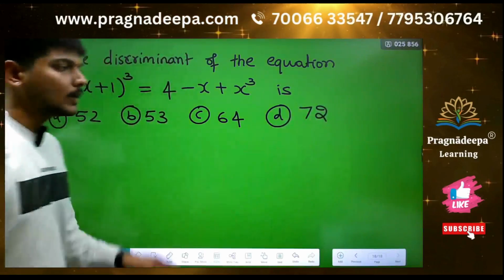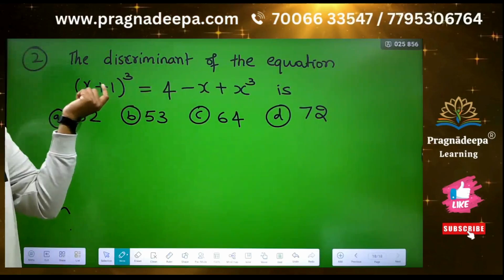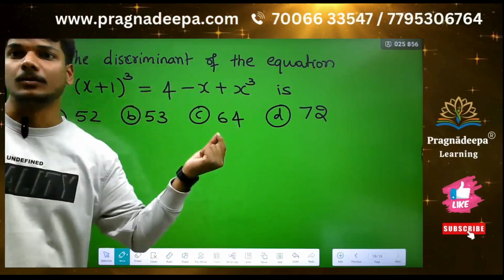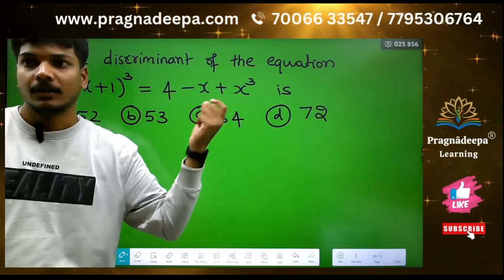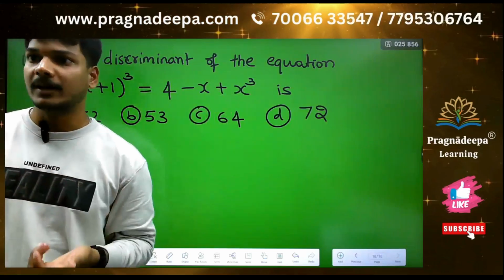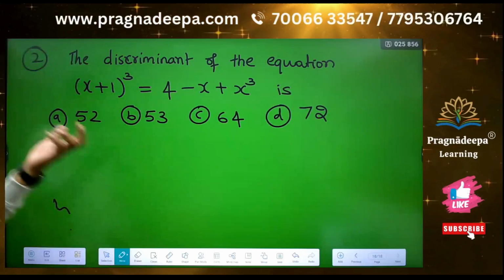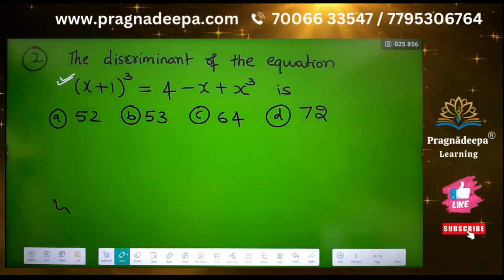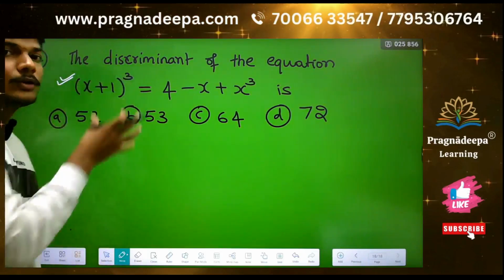So observe here. They have given one expression like this. Equation x plus 1 whole cube is equal to 4 minus x plus x cube. And they are asking to find the discriminant of the equation. Okay, so discriminant find out ಮಾಡಕ್ಕೆ ಹೇಳ್ತಿದ್ದಾರೆ. But discriminant ನ ಯಾವುದಕ್ಕೆ find out ಮಾಡ್ತಾ ಇದ್ವಿ ನಾವು, for quadratic equations, right? So that means a given equation we need to reduce it to a quadratic equation. Reduce ಮಾಡಬೇಕು ಅದನ್ನ.